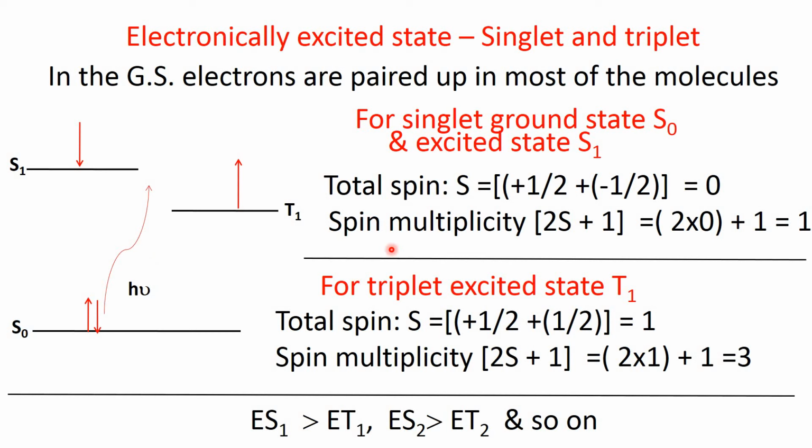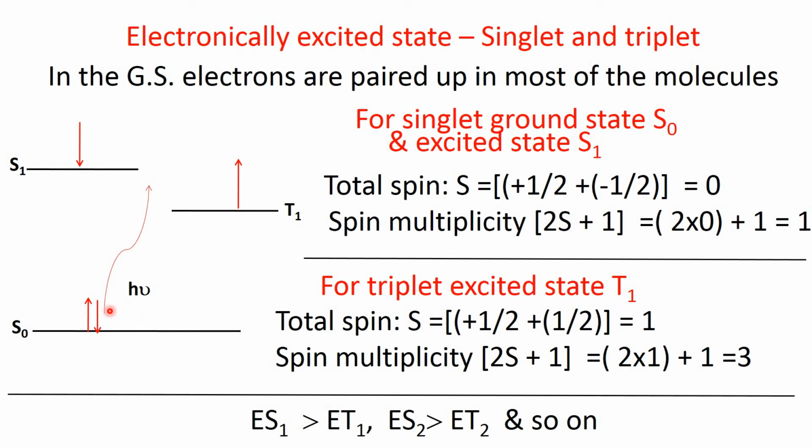Now there is another term known as spin multiplicity, which is equal to 2S plus 1, where S is the total spin of the paired electrons. So that is equal to 2 into 0 plus 1, which is equal to 1. Then the molecule is said to be in the singlet ground state.